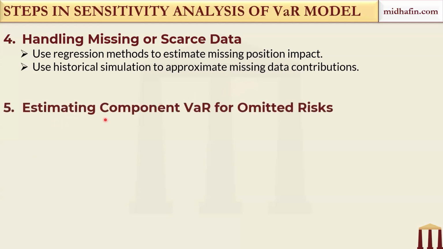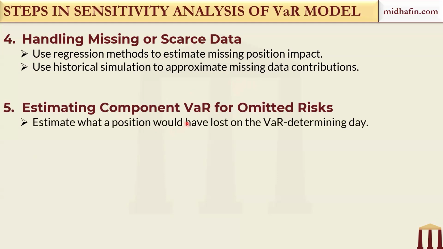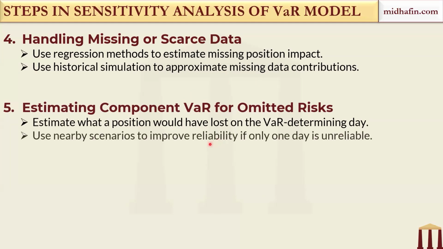Next point, the fifth point, estimating component VaR for omitted risk. Now, this is quite intuitive if you see. What if the VaR determining day had a position missing or an unreliable number, let's say? So here what you do, you try to estimate what the position would have lost on the specific VaR day. And if that single day seems like an outlier to you, then you use nearby scenarios to improve your reliability. So this gives you a better and more consistent risk attribution.